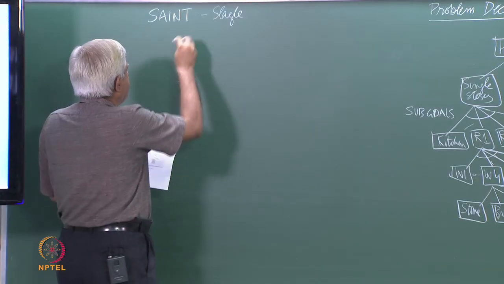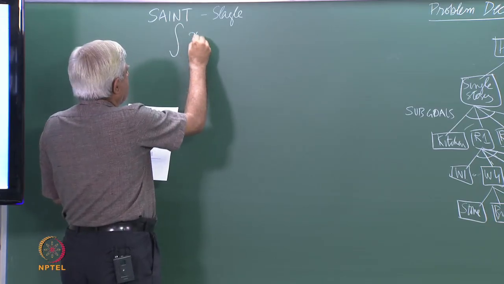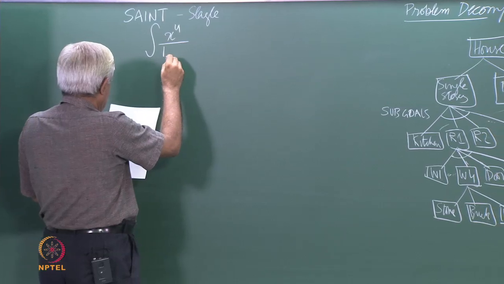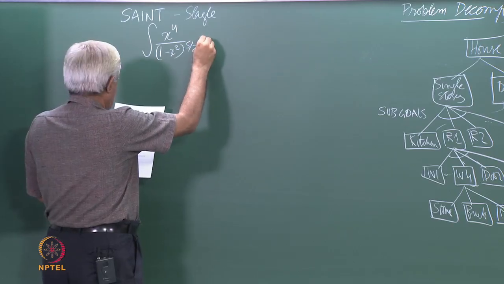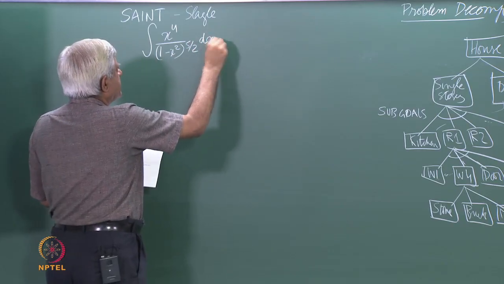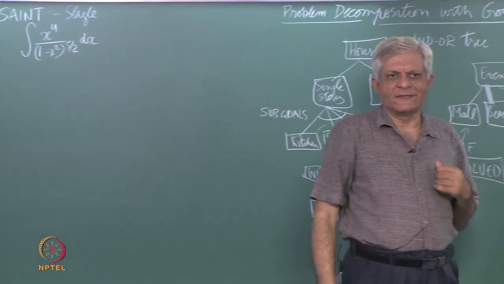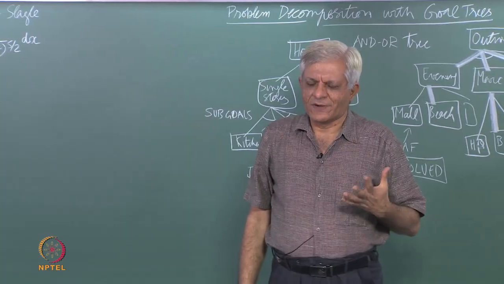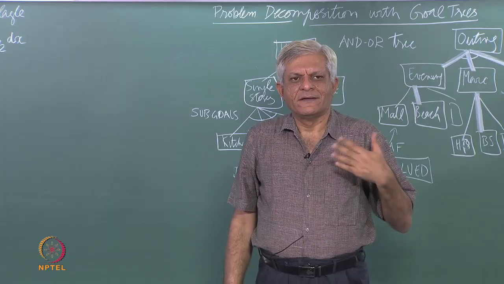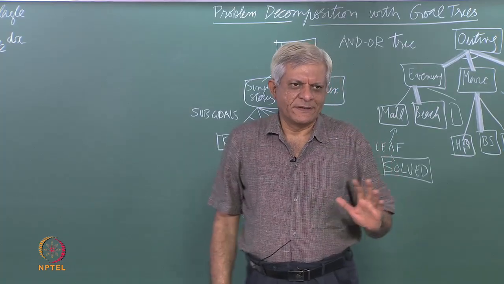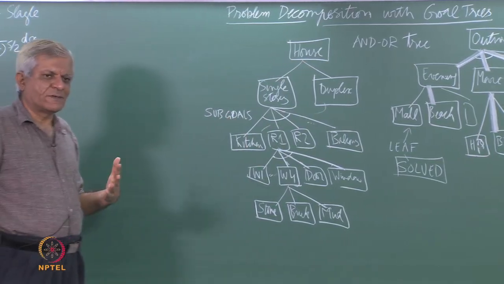So, let us say that you want to integrate x raised to 4 divided by (1 minus x square) raised to 5 by 2 dx. I am sure you people are more familiar with integration than I am, and you know how to solve such problems. Basically you apply some transformations and maybe you break up the problem into smaller parts, something that would fit very nicely into the AND OR situation, because you have a choice of transformations to make.